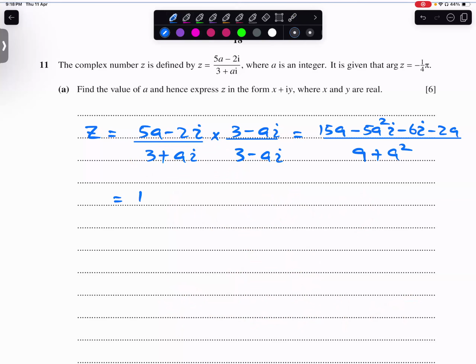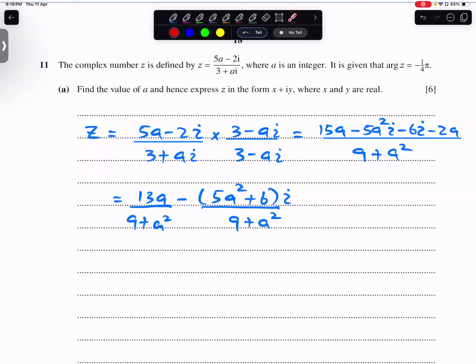This will be 13a minus common, and then (5a square plus 6i) whole divided by (9 plus a square) whole divided by (9 plus a square). So this is, students, your x, and this whole thing is your y.